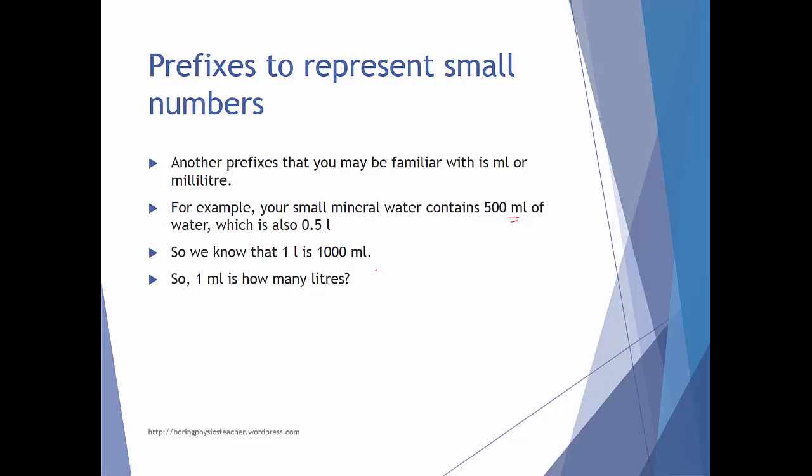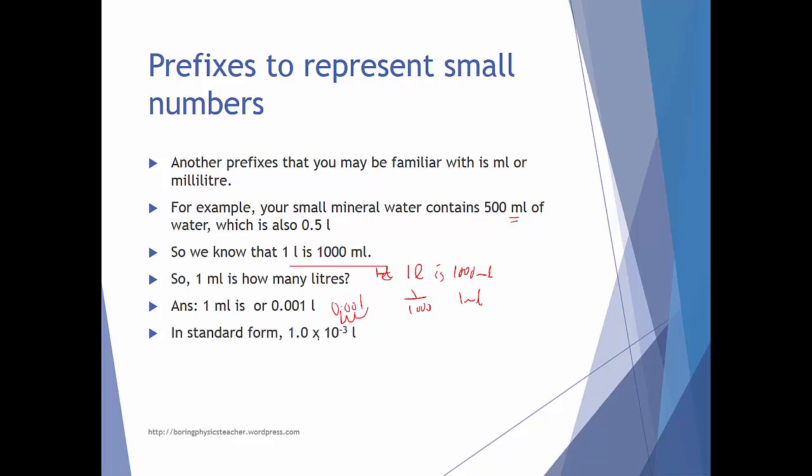What you need to do is just convert: since 1 liter is 1000 ml, 1 ml should be 1 over 1000. This is how you convert. Or you can just move the decimal point, and it will be 0.001. 1 divided by 1000 is 0.001. And in standard form, it's 1 times 10 to the power negative 3 liters.